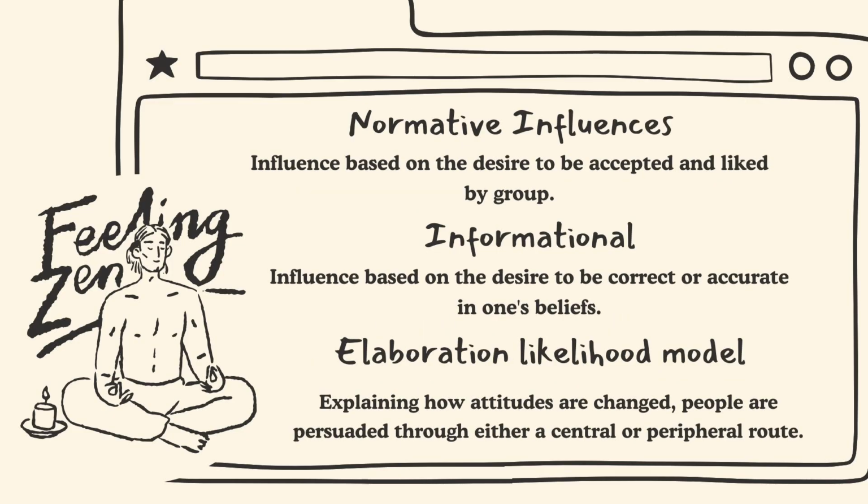The next one is normative influence. This is the influence based on the desire to be accepted and liked by a group. This is also part of the reason why people are easily persuaded. Informational influence is the influence based on the desire to be correct or accurate in one's beliefs. The elaboration likelihood model explains how attitudes are changed and people are persuaded through either a central or peripheral route.